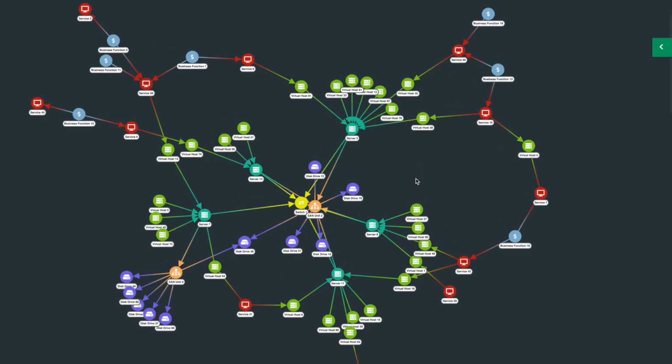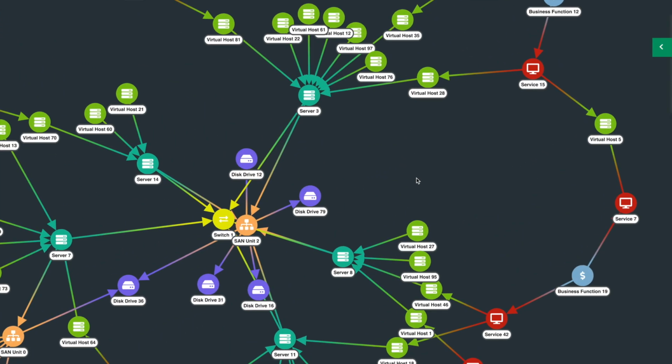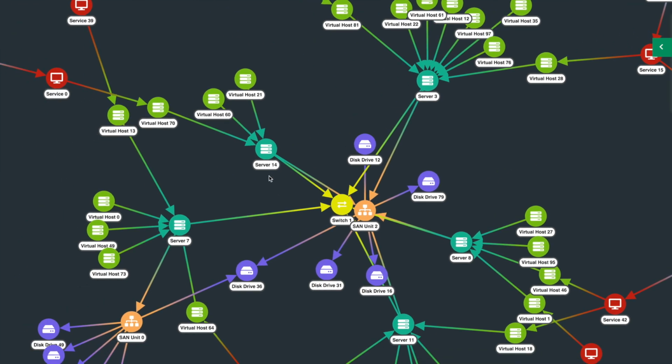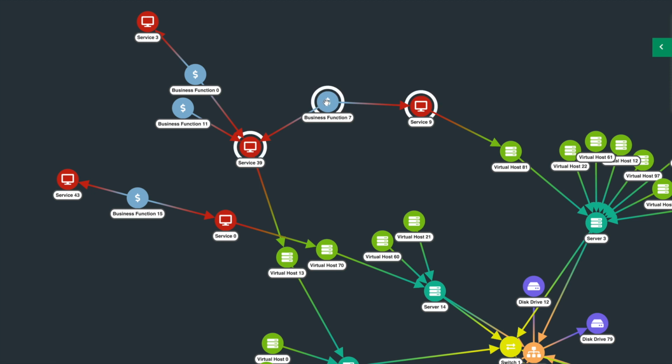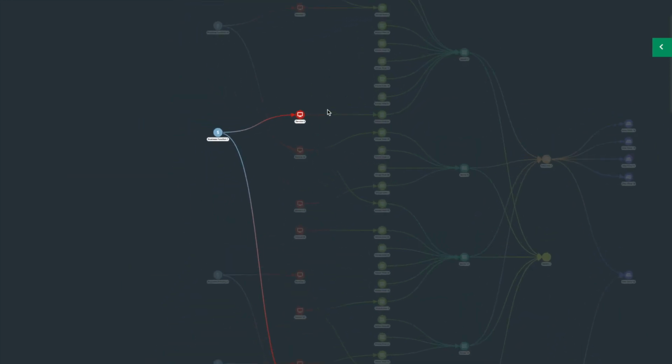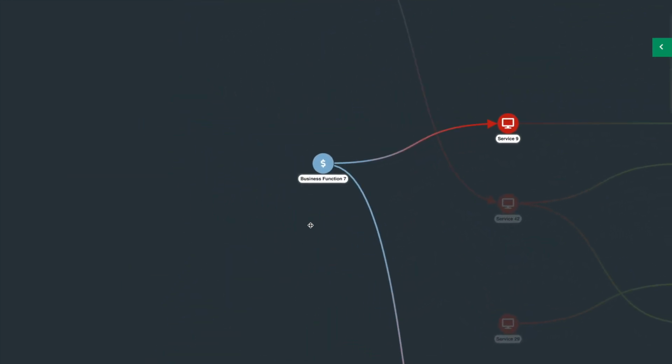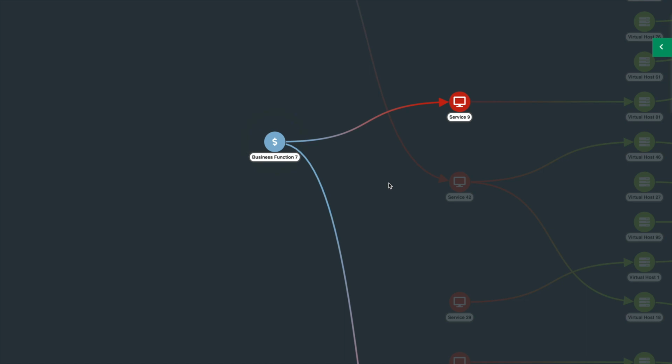As a final example, remember that this information doesn't have to come from outside your organization. It could come from inside. This is a bit of an abstract topology of various pieces of infrastructure in my organization: servers, disk drive, services, and so on. But it also has information about business functions in the company. And I might want to ask, well, what does this business function depend on? And as I click one of these nodes, I can start to follow the dependencies through this graph.